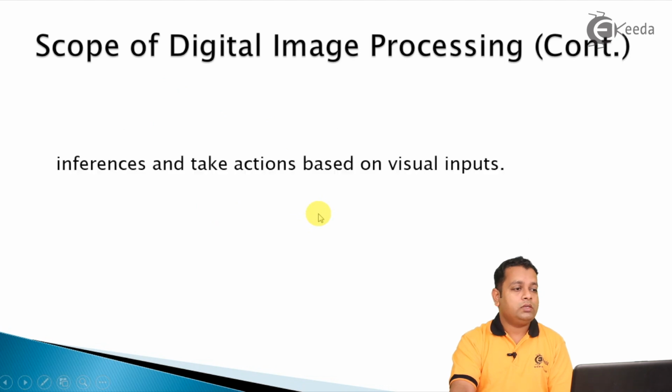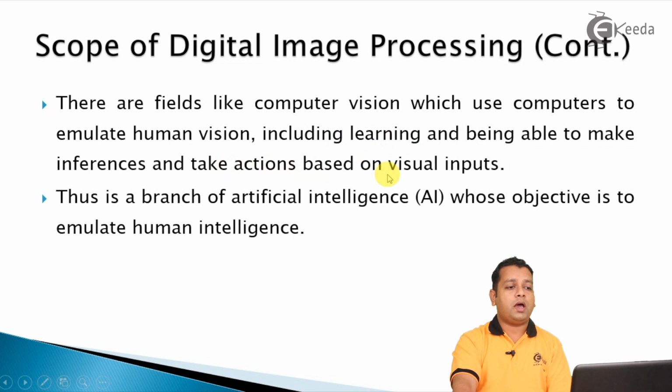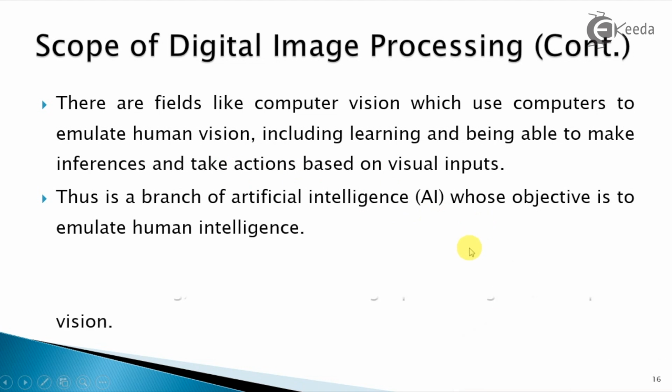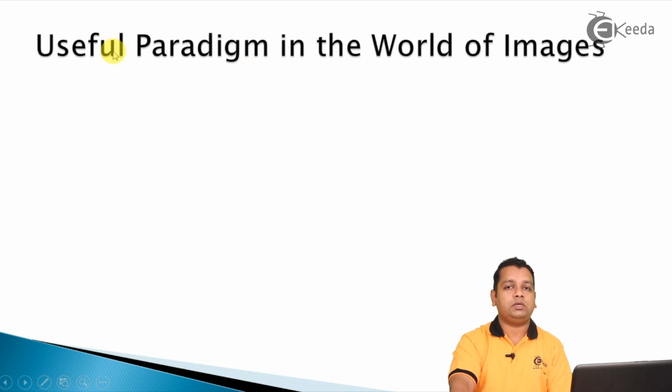Further, there are fields like computer vision, which use computers to emulate human vision, including learning and being able to make inferences and take actions based on visual inputs. Thus, it is a branch of artificial intelligence, AI, whose objective is to emulate human intelligence: computer vision, and hence the area of image analysis. Along with this, image understanding, for image analysis also, lies between image processing and computer vision. As the start and end lines of digital image processing are not clear cut, we have a paradigm which is useful in the world of images.